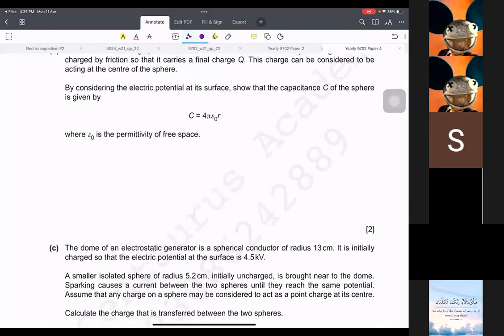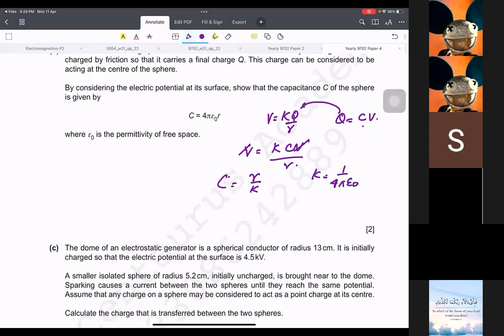Now it says show that the capacitance is 4 pi epsilon R. So V is equal to KQ upon R and C is equal to Q upon V. And we can say from this that Q is equal to CV. So you're going to put it here. So V is equal to K C V over R. So V and V cancel. So C will be equal to R upon K. Since K is equal to 1 upon 4 pi epsilon, then this will be 4 pi epsilon R.